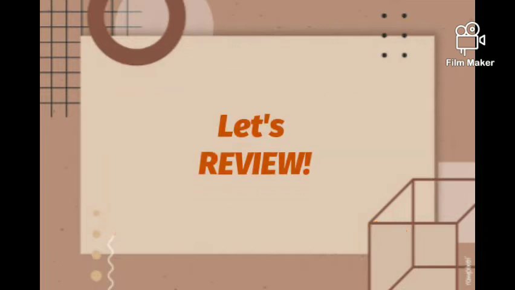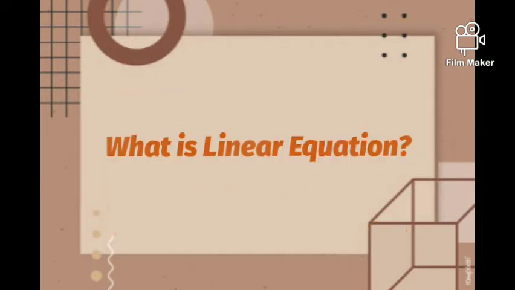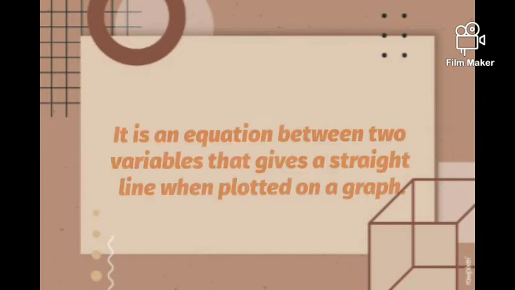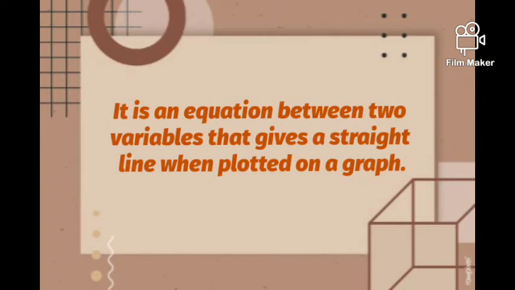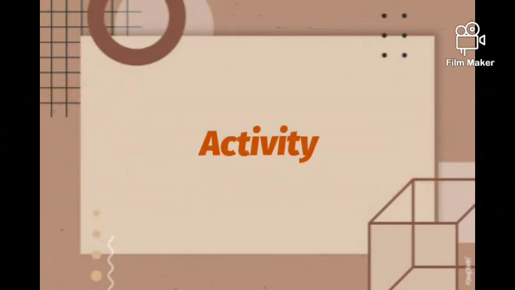For you to recall, this is the quick review. What is linear equation? Linear equation is an equation between two variables that gives a straight line when plotted on a graph. As part of review, I will be giving a 3-item activity about a topic that we've discussed.